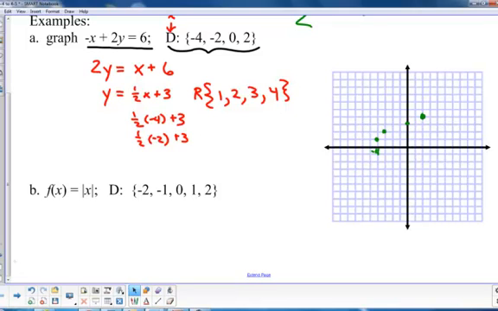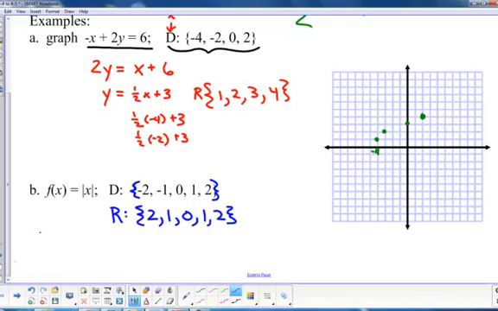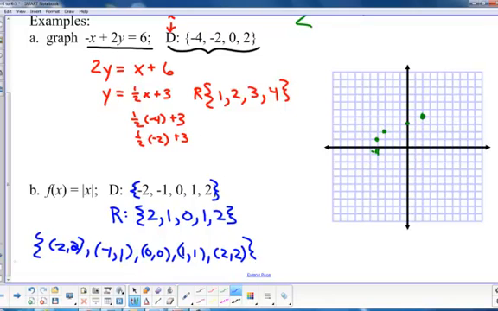We're going to do the same exact thing now for the second problem. And since we're given a domain, this bracket is the set of numbers, we're just going to graph those 5 points. Absolute value makes everything positive. Therefore, in my range, -2 becomes +2, -1 becomes +1, 0 stays 0, 1 stays 1, 2 stays 2. My solution set of numbers that I'm graphing is (-2, 2), (-1, 1), (0, 0), (1, 1), and (2, 2). End of solution set.